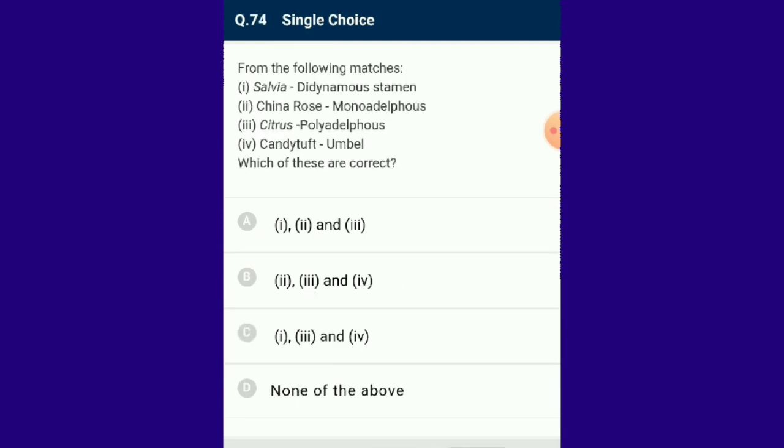Question number 74. Here four matches are given. From the four matches, how many are correctly given? See the first one, Salvia, didynamous stamen is given. Yes, that is correct. China rose, monadelphous stamen, that is also correct. Citrus, polyadelphous stamen, that is also correctly given. Candytuft, umbel type of inflorescence is given, that is wrong. In candytuft, corymb type of inflorescence is seen. So the fourth one is wrongly matched. So out of four matches, the first three are correctly given. So the correct option for this question is option A.